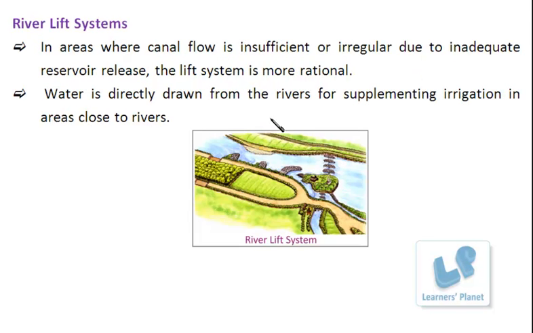Well, next is the river lift system, and it is actually used in those particular areas where the canal flow is insufficient, or the supply of water through these canals is irregular. So in this case, what happens? The water is directly drawn from the rivers and they are supplied to the fields for the irrigation. So it is used in those areas which are situated near these rivers, of course. So this is one of the pictures which is showing such type of system.